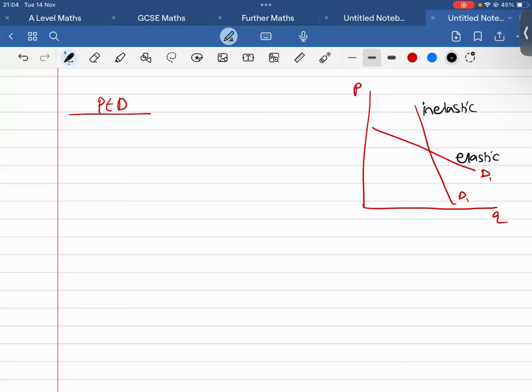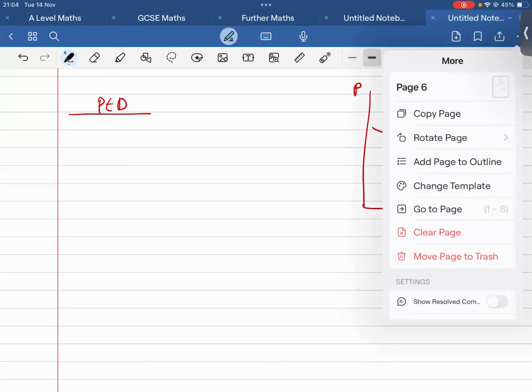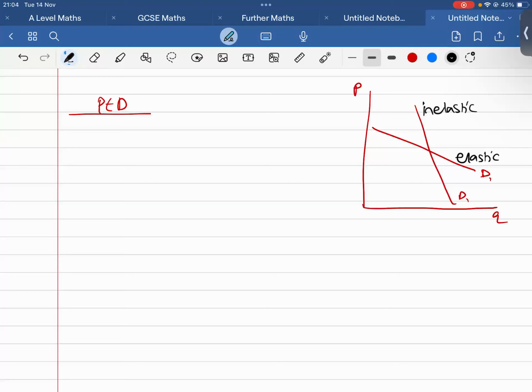Let me know if I'm going too fast, I'll slow down. But basically, elastic means, you know how PED is the percentage change of demand over the percentage change in price. If something's elastic, when price goes up a bit, people stop buying the thing. If something's inelastic, when price goes up, people keep buying the thing.